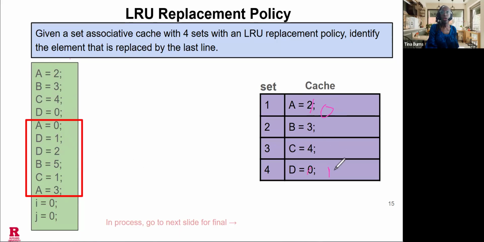D is equal to 2. Okay, now this is no longer 1, this becomes 2. Then I have B is equal to 5. Boom, that becomes 5. Then I said C is equal to 1. Boom, that becomes 1. Then I have A is equal to 3. Boom, that becomes 3. So from these 6 instructions, my final value is A is equal to 3, B is equal to 5, C is equal to 1, and D is equal to 2.